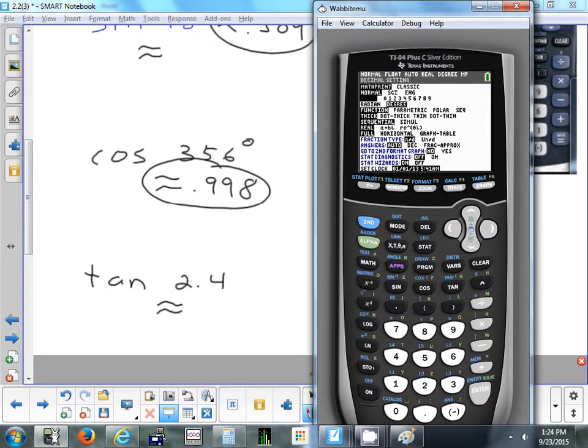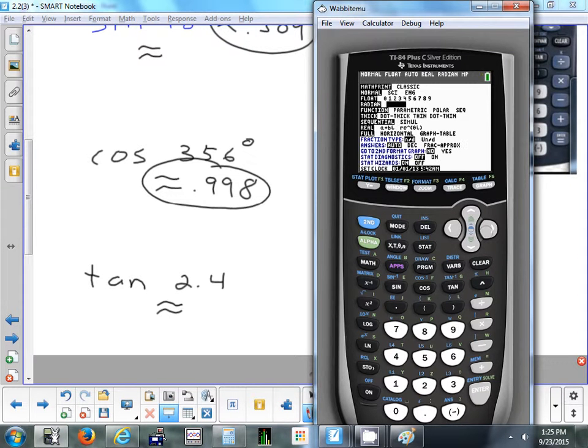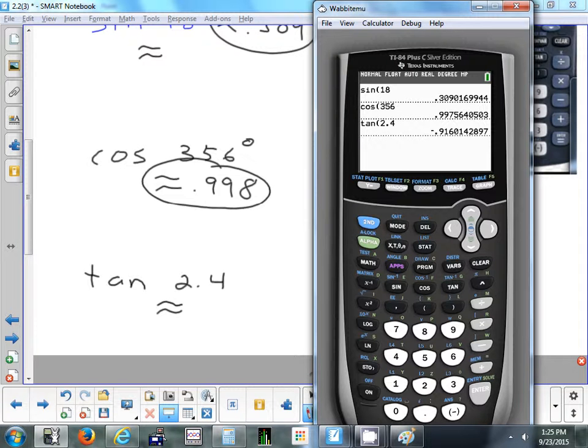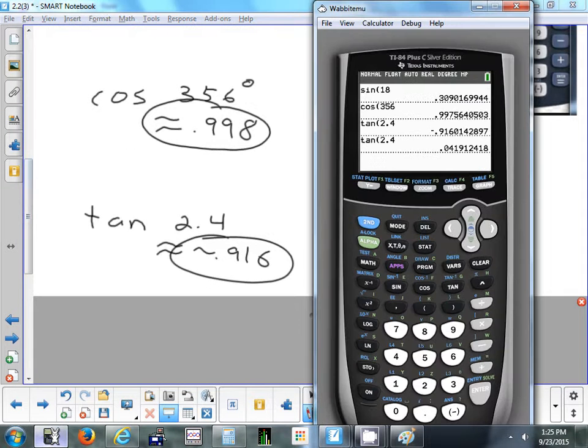So I'm going to go to mode, go to radians, and I'm going to get tangent of 2.4. Okay, anybody get negative 0.916? Okay, good. Did anybody get 0.042? If you did, it's because you were in degrees. So negative 0.916, that's correct. All right, so those are the three that we have buttons for: sine, cosine, tangent.